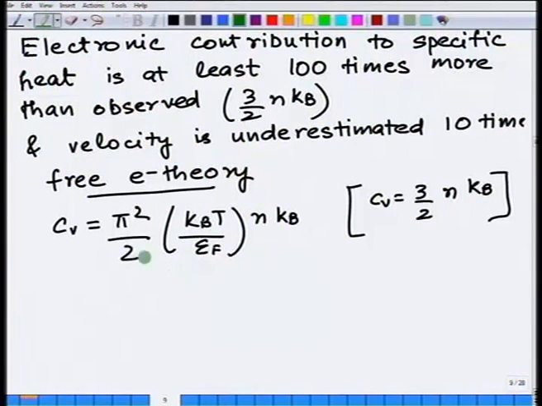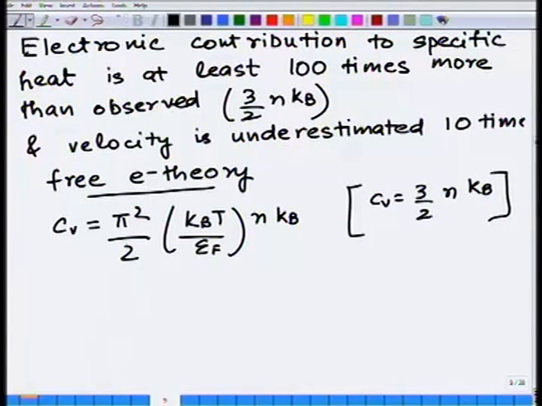This factor, if you look at it even at room temperature, π²/2 k_B T/E_F, is at least 100 times smaller than the 3/2. Compared to 3/2, this factor is about 100 times smaller, which is why I was saying that the electronic contribution to specific heat is at least 100 times more than observed. And this is what the electronic contribution really is, which is being predicted well by the free electron theory.